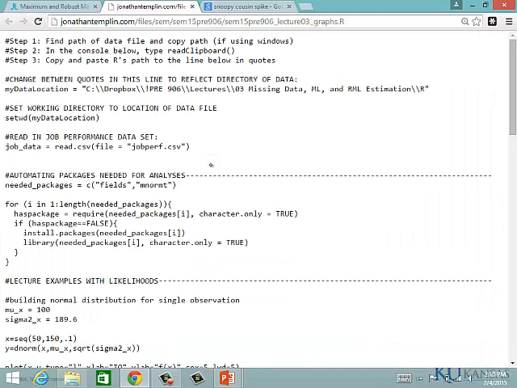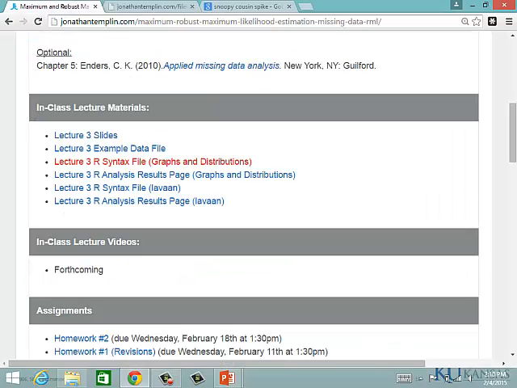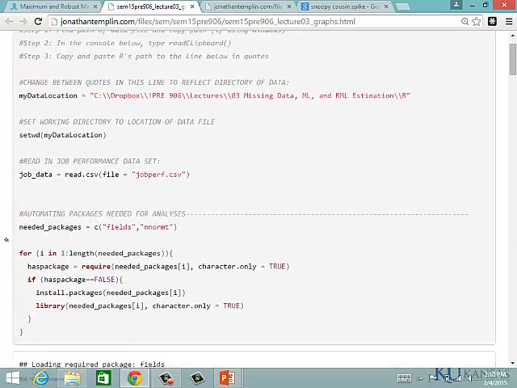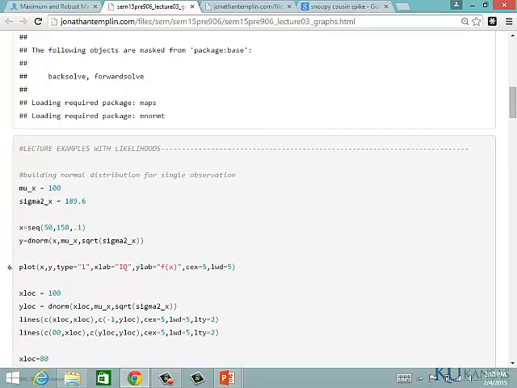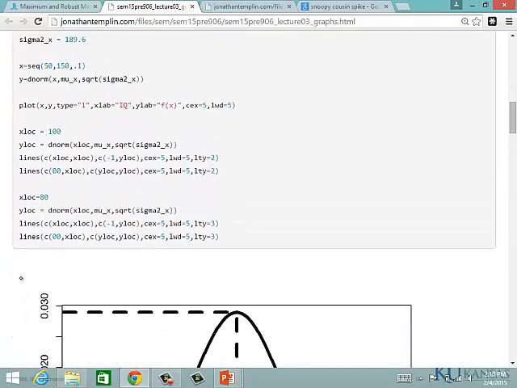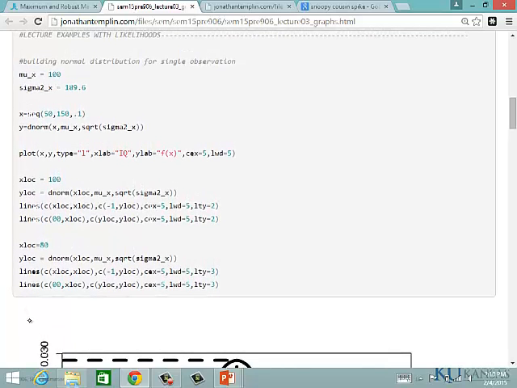If you go to the graphs and distributions page, I'm going to go to the analysis page. This is the HTML file. This is what the R file gives you when it works. But there is a function where if you want to plug in your mu, your sigma squared, and your x and get the height, the function you want to use is this one right here, dnorm.